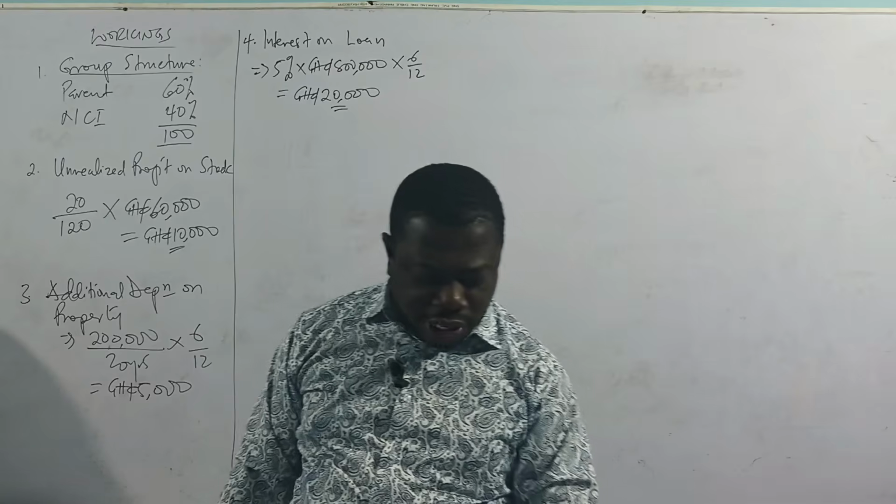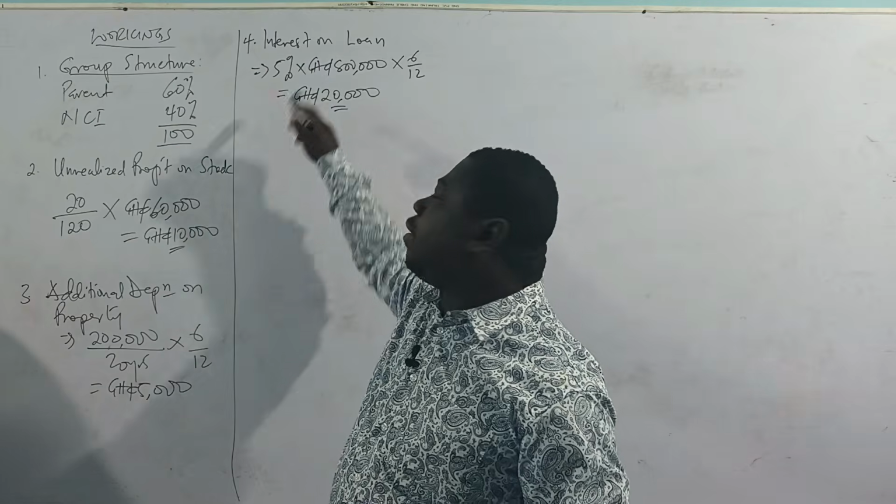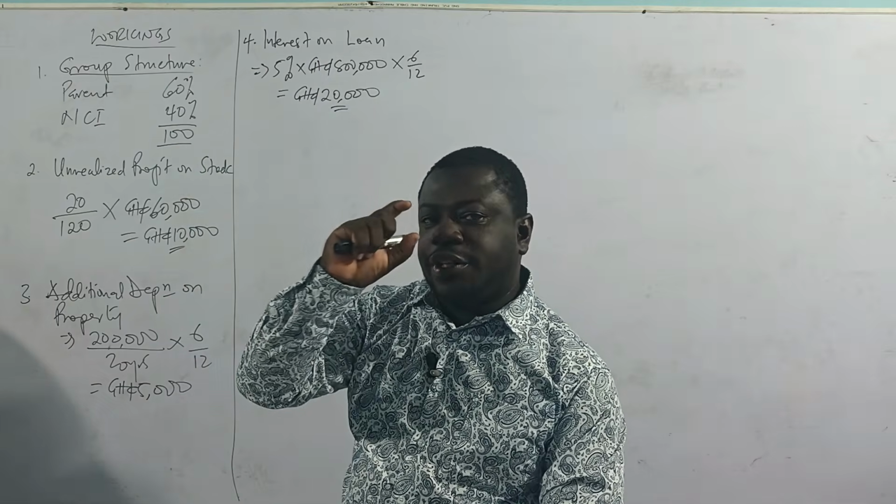Let's go to the question and see something. Now you see that on the income statement, there is finance cost of 200 for Moon, 70 for Stars. So inside the 70 for Stars is this 20. This 20,000 is inside the 70,000 because there are 3 zeros up. So the 20 is already inclusive in the finance expense for the subsidiary. So we are going to take out this 20 from the 70 and we'll be left with only 50.